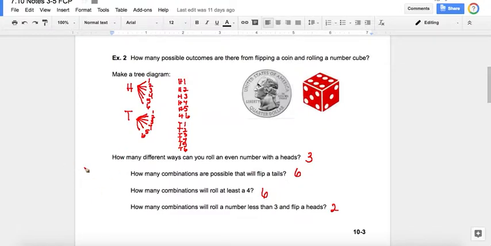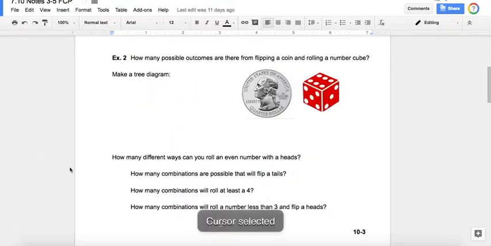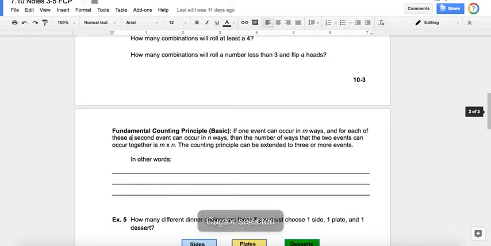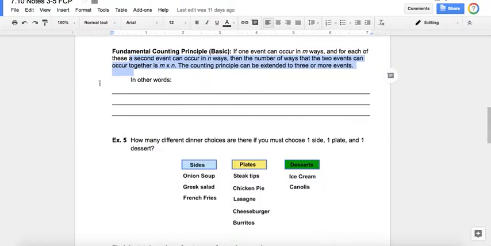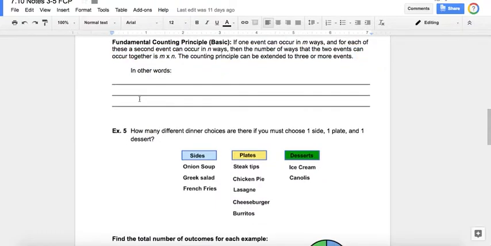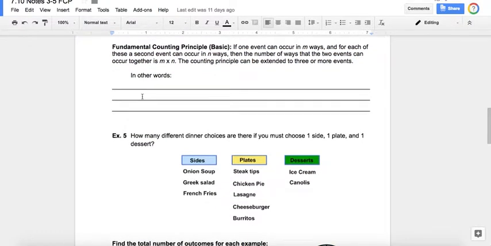Now turn to page 4. Okay, now we're going to introduce the fundamental counting principle. When you were doing those last examples, you should have realized that there was probably a quicker way to do that. And you could have probably got to our answers more quickly. The first answer had 8 different outcomes. The second had 12 different outcomes.